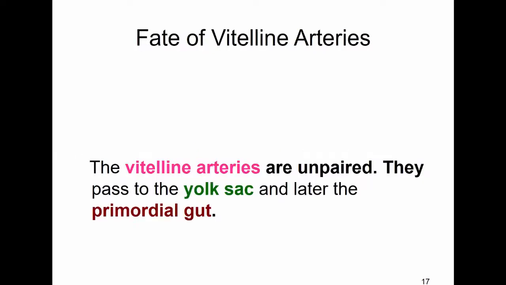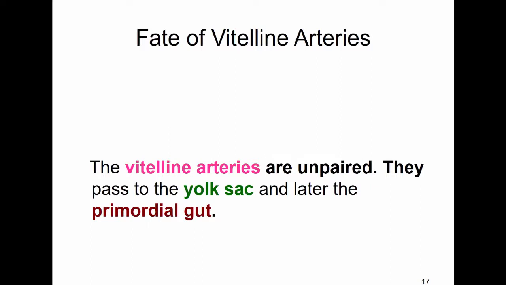Now about the vitelline arteries. So don't confuse the vitelline veins with the vitelline arteries, there is no confusion between them. Vitelline arteries are unpaired.